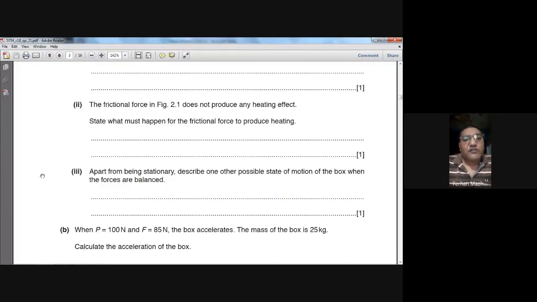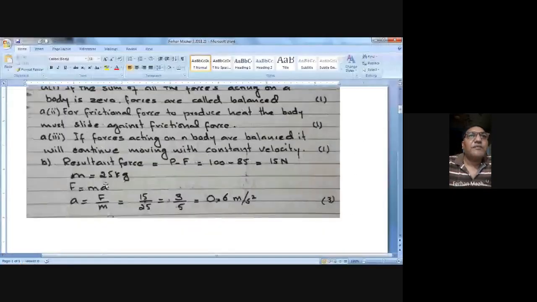Once the body starts moving against the frictional force, then heat will be produced. I have written this answer also. Let me show you. Question number 2, part A, part 2, is on your screen. For frictional force to produce heat, the body must slide against the frictional force. It's a 1-mark question. I hope you understand these sentences.